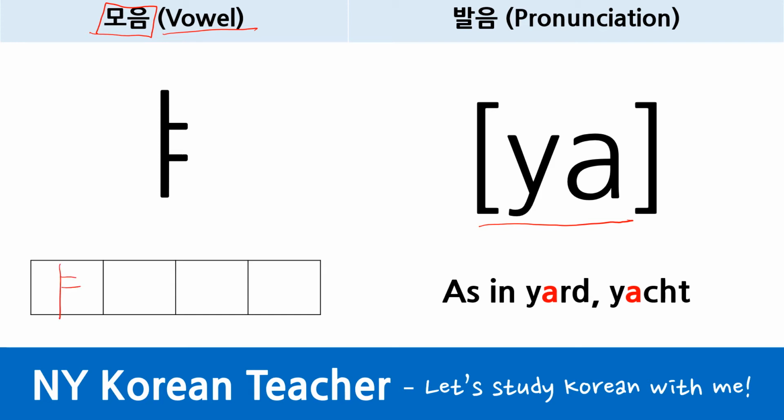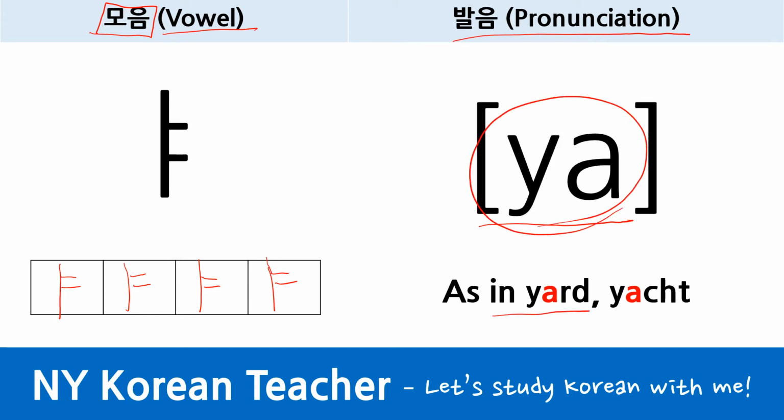야. Pronunciation of this letter, ya, as in yard, yacht, 야. 따라 하세요. 야, 야, 야, 야.